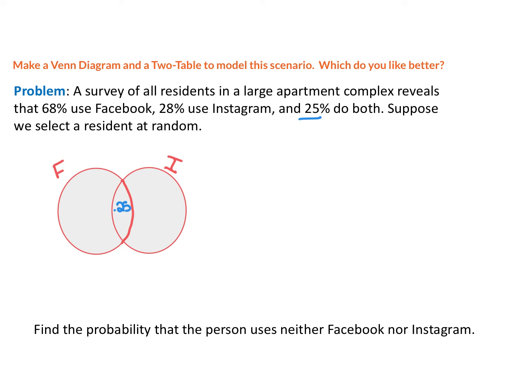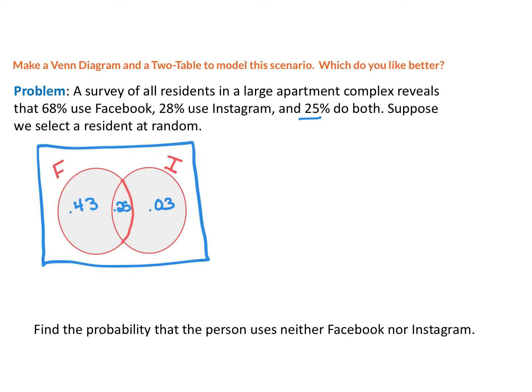And then I have 68% use Facebook. So this whole circle has to add to 68, so I need to subtract this 0.25 from it, which gives me 43%, so that would be 0.43. Similarly then here for Instagram, 28% use Instagram, 25% are also using Facebook, then there's only 0.03 or 3% that are exclusively using just Instagram. Then what I do is I usually put this little rectangle, because what about the complement of those that use neither Facebook nor Instagram?